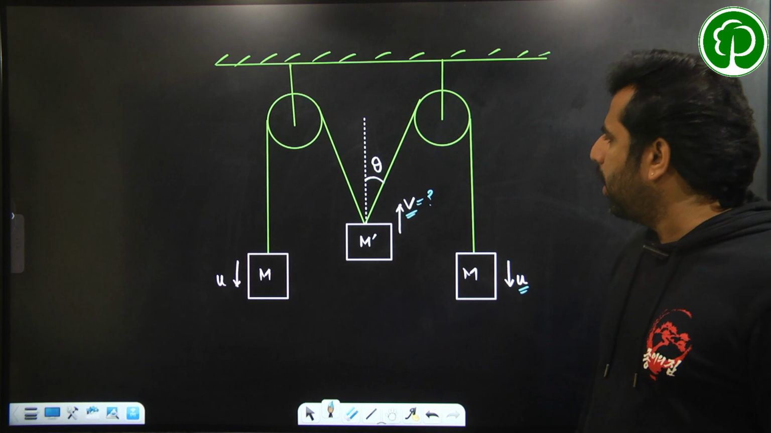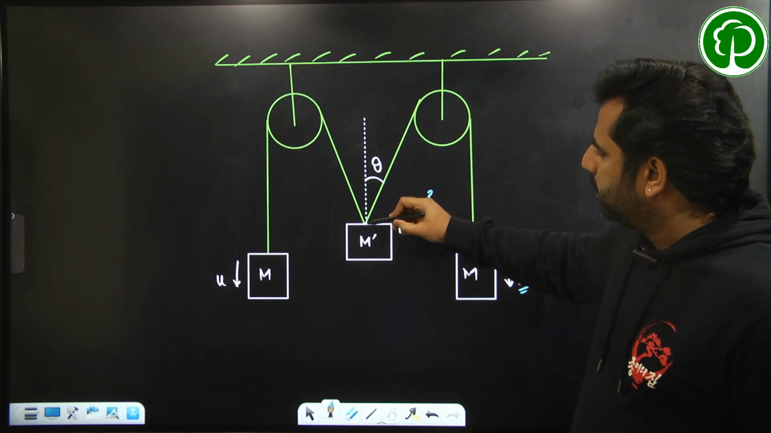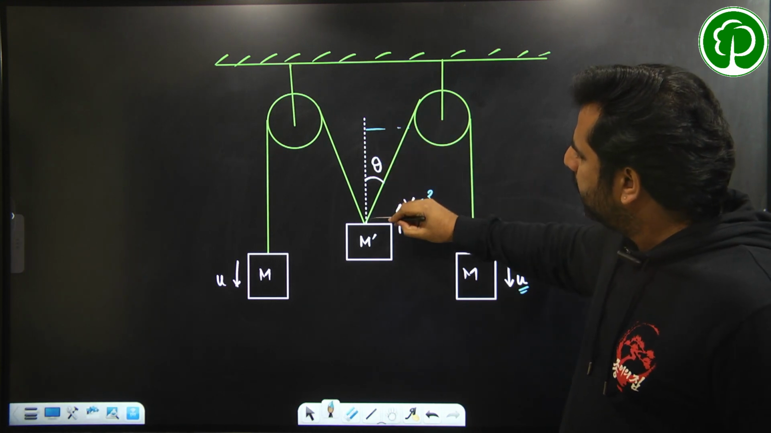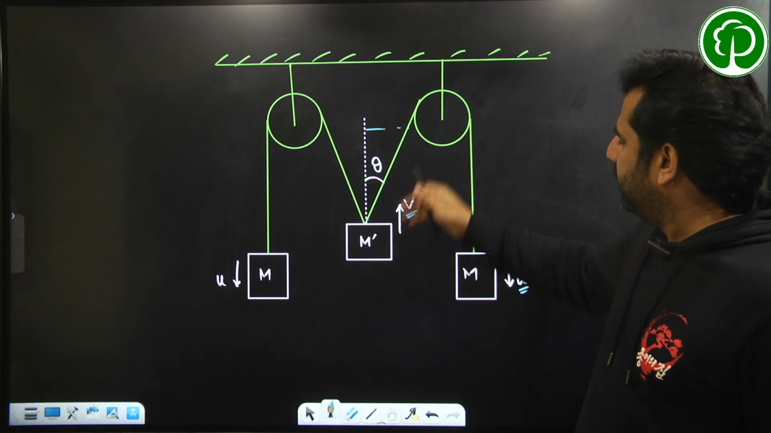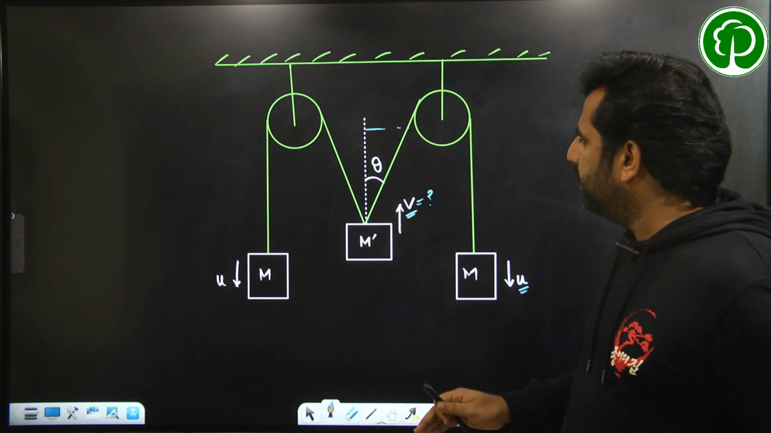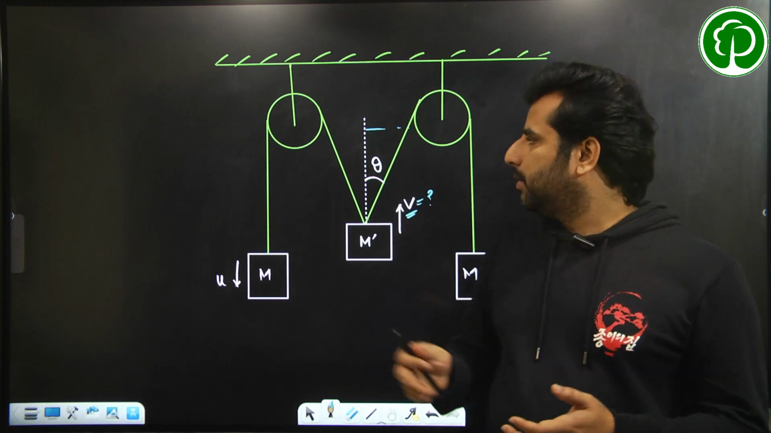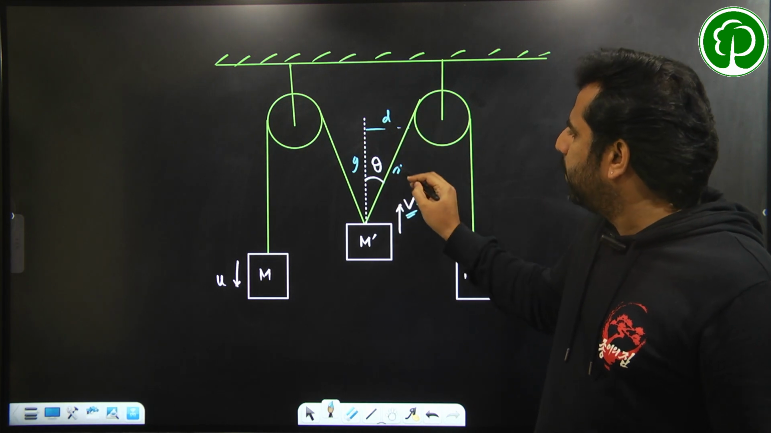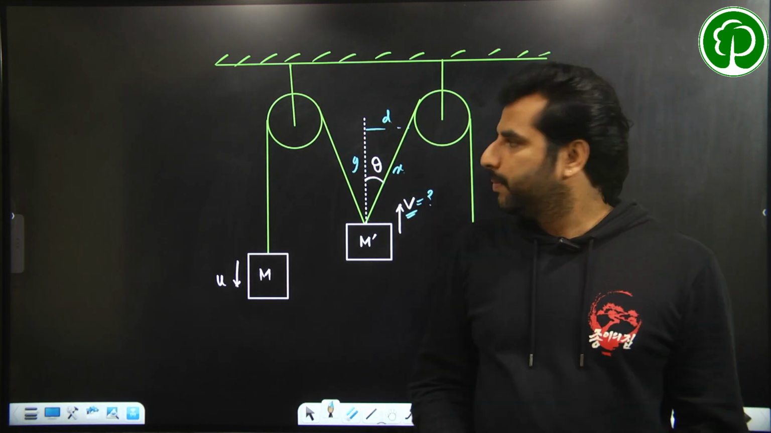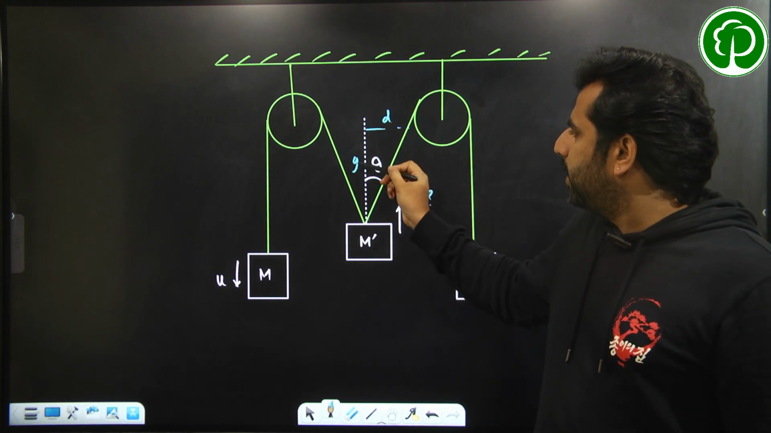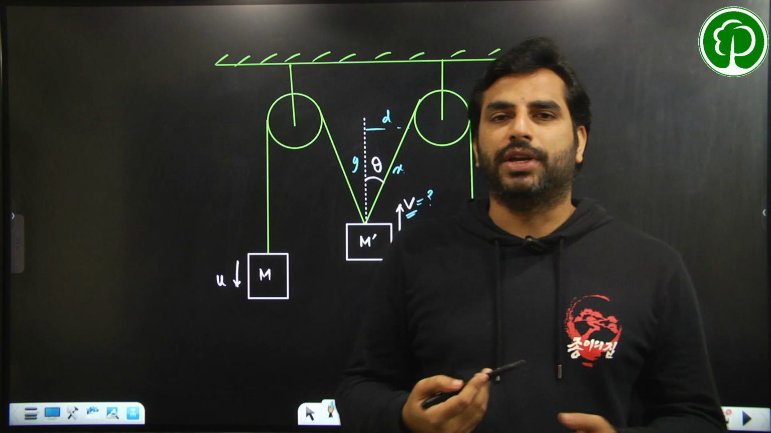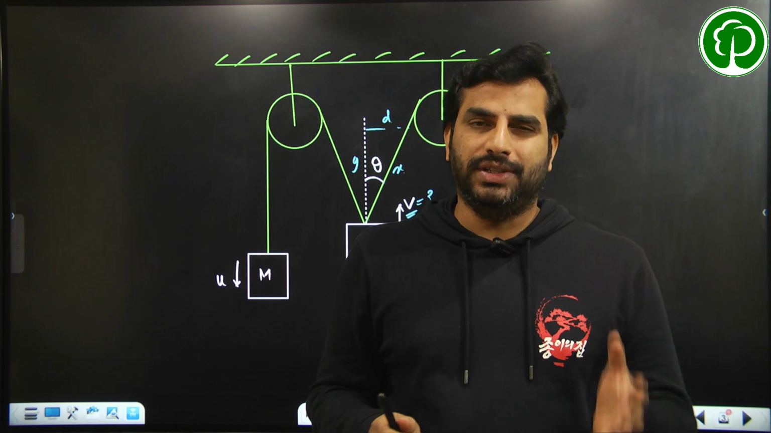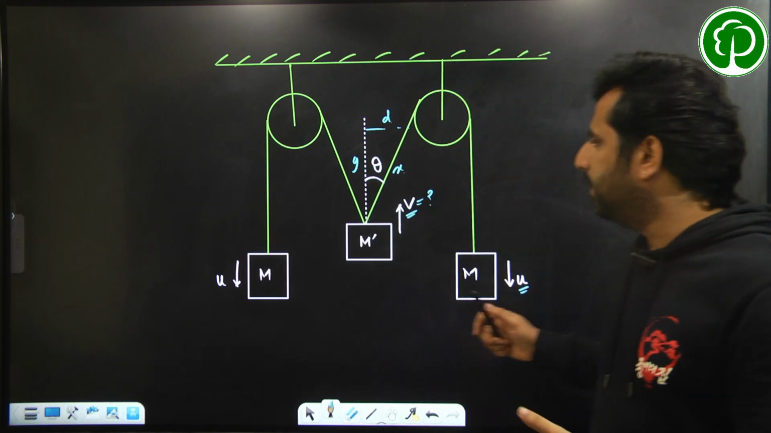You can again do it by the normal constraint method. You can take this vertical distance to be y, this distance along the string to be x, so dx by dt will be u and dy by dt will be v. Apply Pythagoras theorem: this is some distance d, x is the hypotenuse, so x square is equal to y square plus d square. Differentiate, and you can get the relation between v and u. But instead of doing all that, with just one step, I can get the final answer.